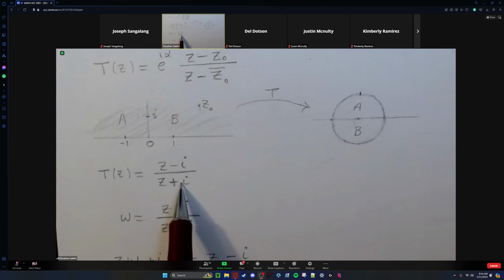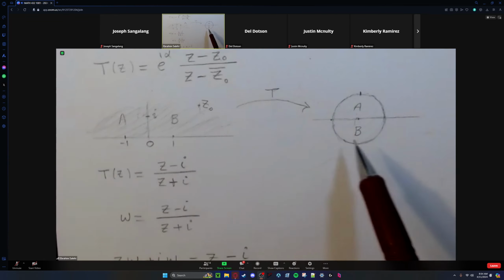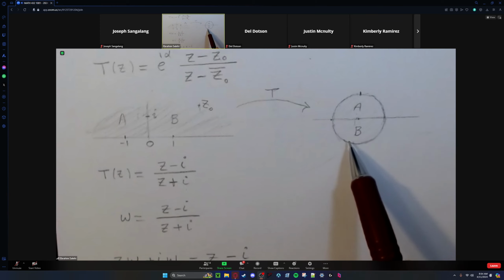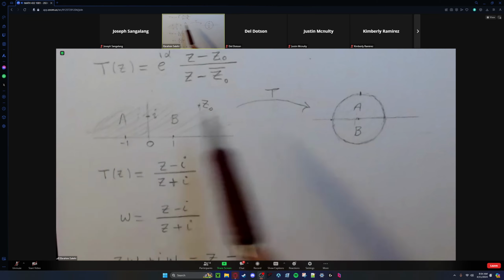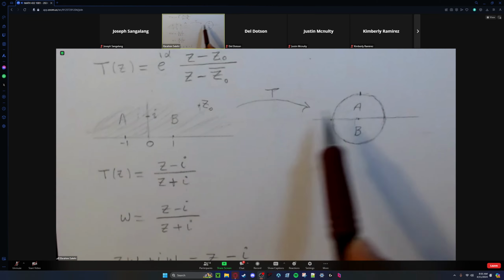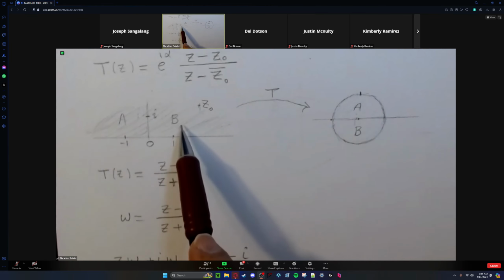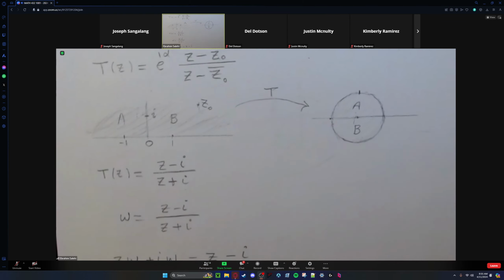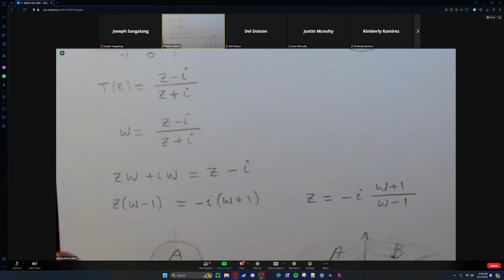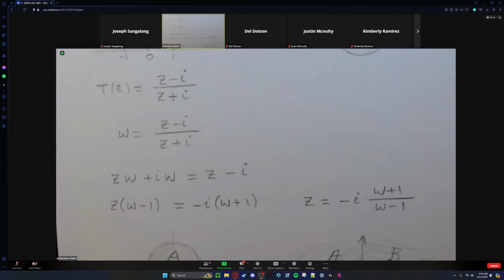What does this do? It sends the upper half plane to this circle. How? Well, this half goes in the upper part. This part, the first quadrant, goes to the lower part. Okay? Please remember that. It's very important.